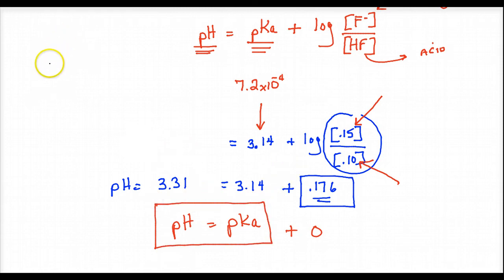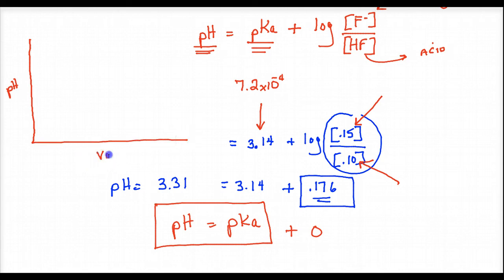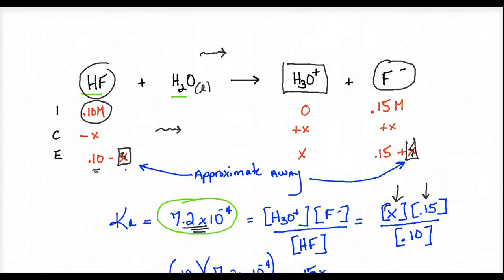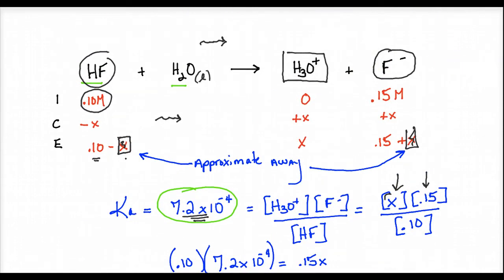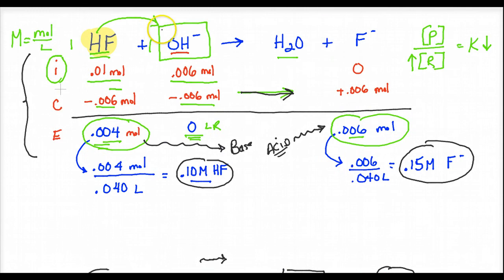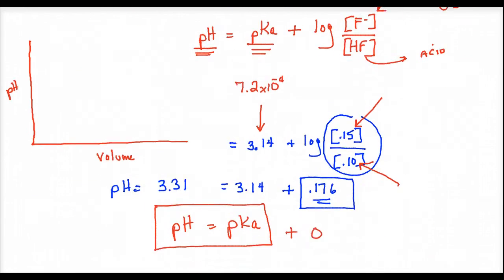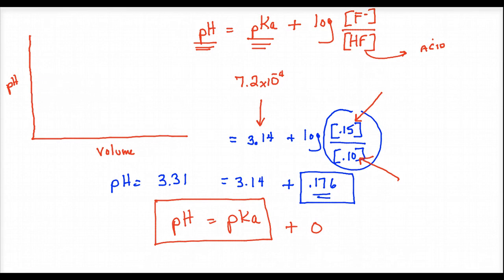Now you say, well, I don't know if I quite understand that. Well, watch me for a second and I'll finish this off. If we do a titration curve, we plot pH over volume. And let's say we're adding a strong base to HF. Now it's a weak acid, so it doesn't start out as low as a strong acid, but here's what's going to happen. You're going to see something like this.